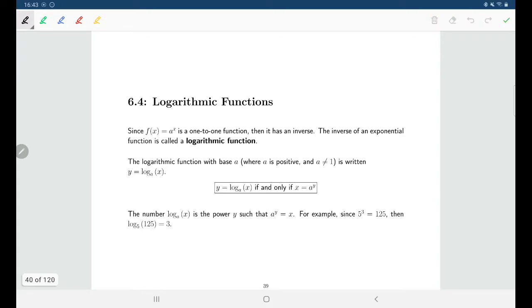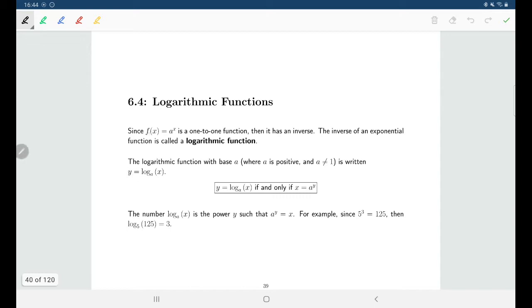Welcome back. In this section, we're introducing another family of functions called the logarithmic functions. Probably not as a surprise, I emphasized in the last section, talking about exponential functions, how exponential functions are all one-to-one. And one thing you should remember from 6.2 is that if you have a one-to-one function, then it must have an inverse.